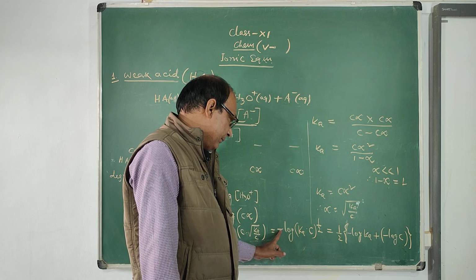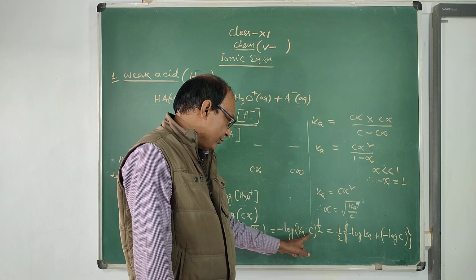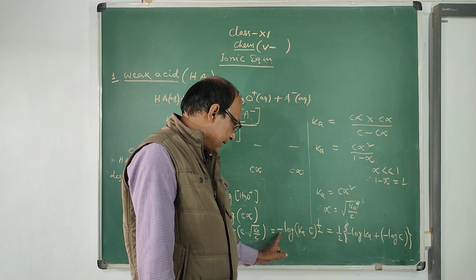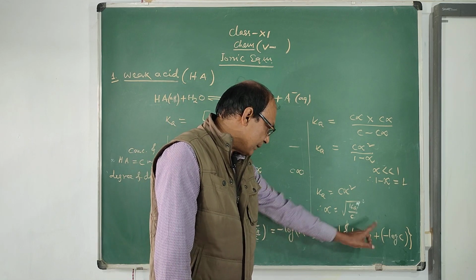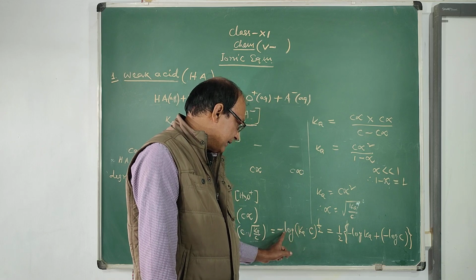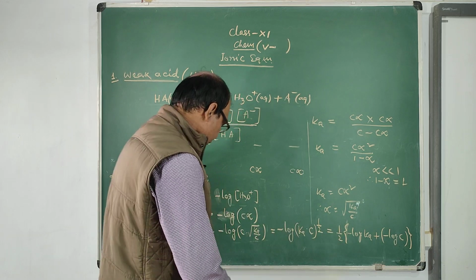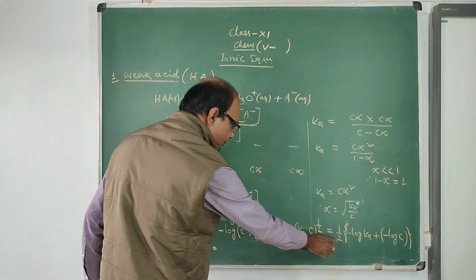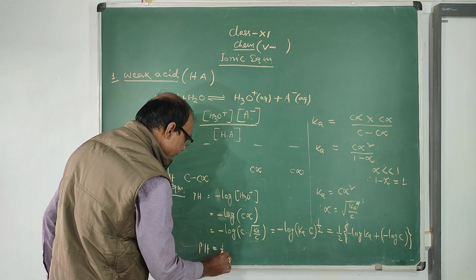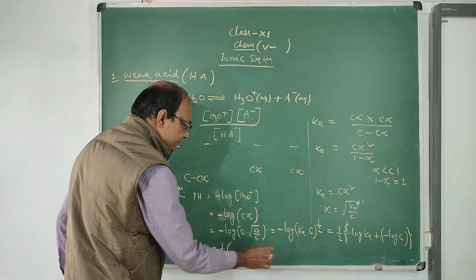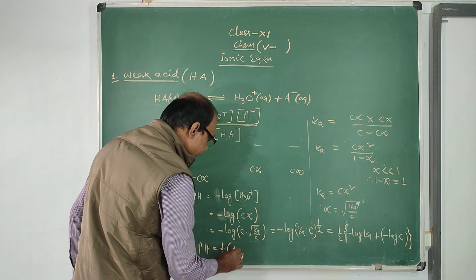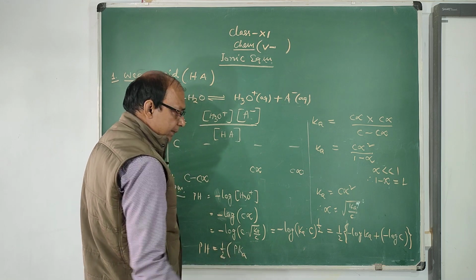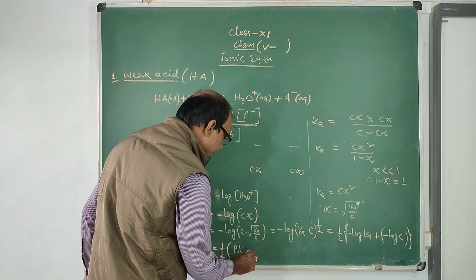Half is coming here. Minus log K, log A into B equals log A plus log B. Minus sign is there. So half minus log Ka. I have written plus here. Then again you write minus log C. So you are getting pH equals half into minus log K, that is pKa, and minus log C.